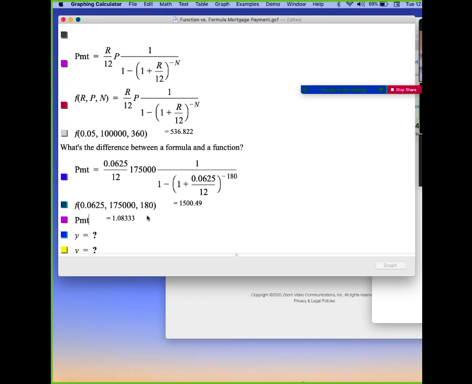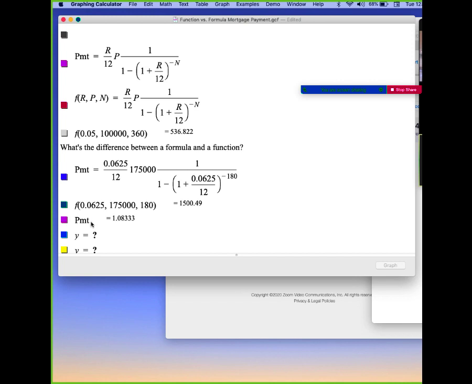Why are these different? Not even close. What did I do wrong here? Is the function right? R over 12 times P, 1 over 1 minus... Who can tell me why this is so far off? Why are these not the same? Yeah, when it's non-italicized like that, that means it's all one thing. That's bizarre. Can you figure out what's wrong with this?